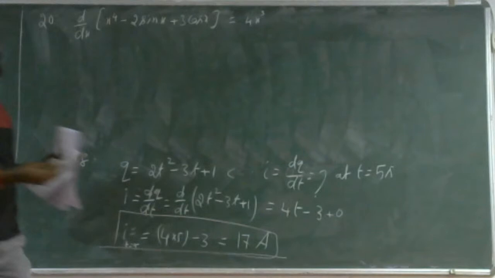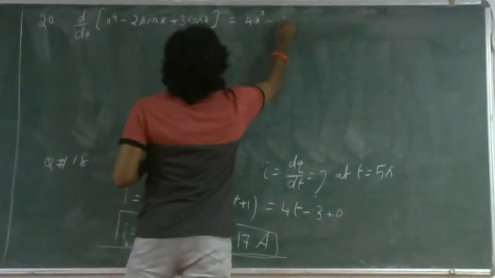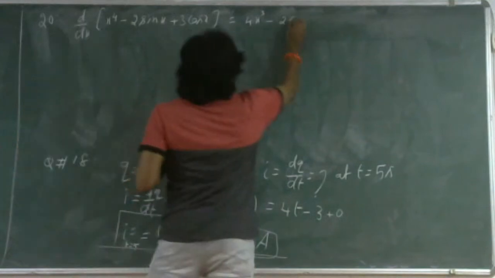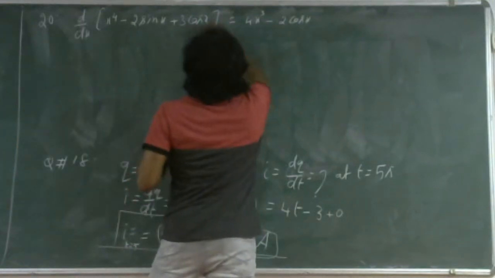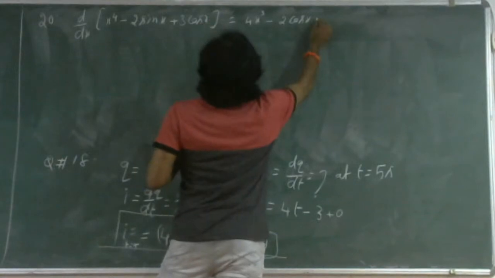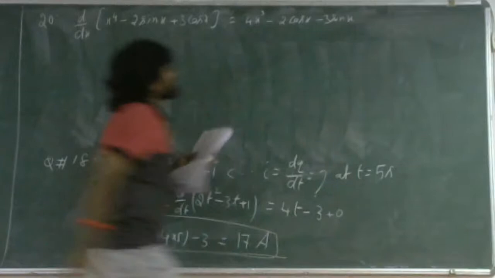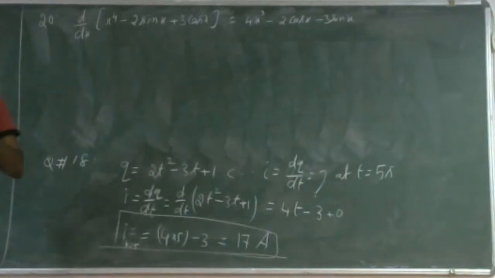So 4x cube minus 2 into d by dx of sin x, which is cos x, so minus 2 cos x, plus 3 into d by dx of cos x, which is minus sin, so minus 3 sin x. That's it. So 4x cube minus 2 cos x minus 3 sin x. Option 4 is the right one. Right, next.